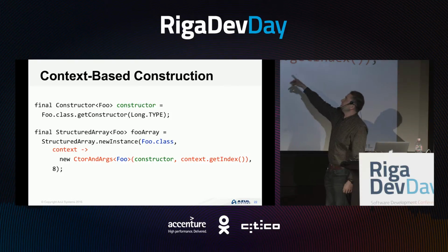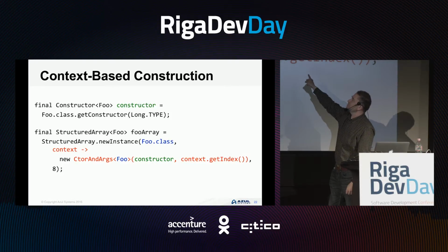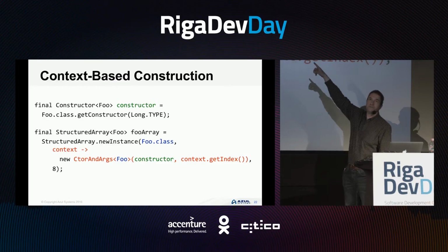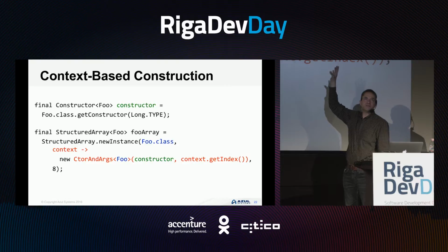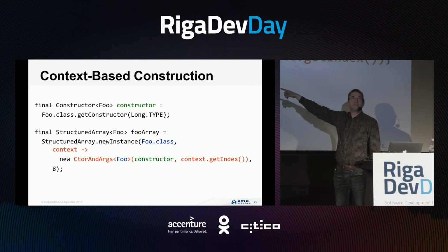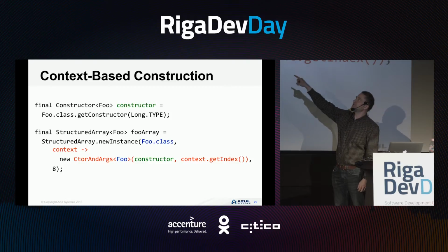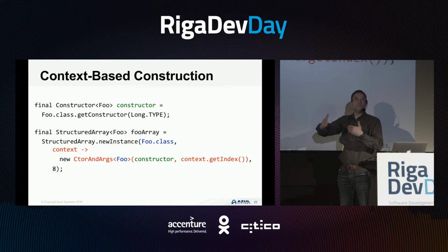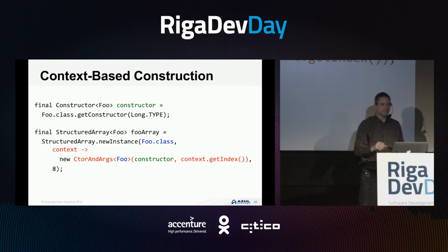Yeah, so context.getIndex is the parameter that's being passed to the constructor. That will return a long, and we can then pass that to the... So this is a fairly simple example, because that comes from the context. Remember, this is a lambda expression. The lambda expression is used by the new instance method, and context will be populated with the index as the objects are created, and that will be incremented. Yep? Okay.